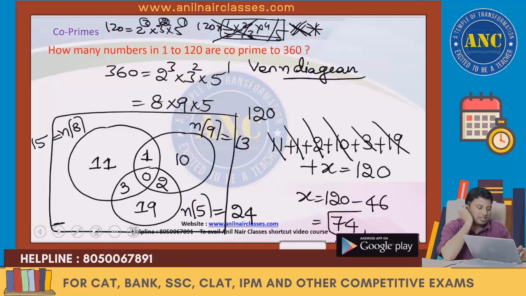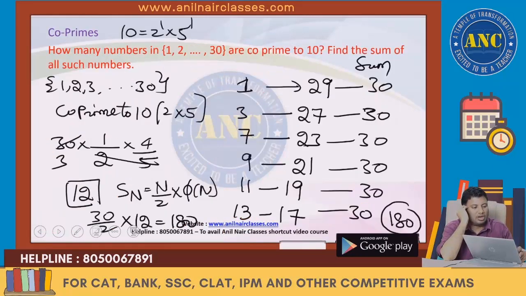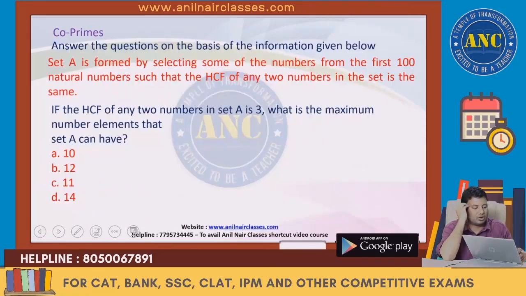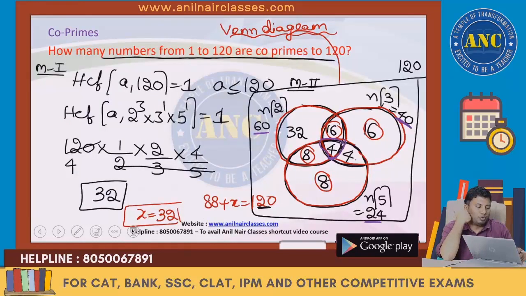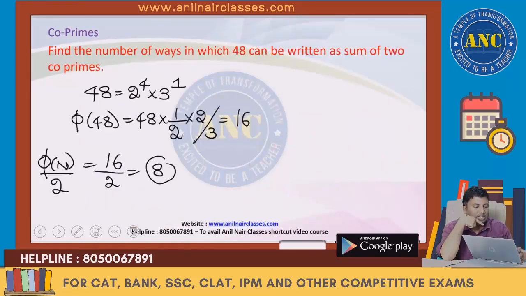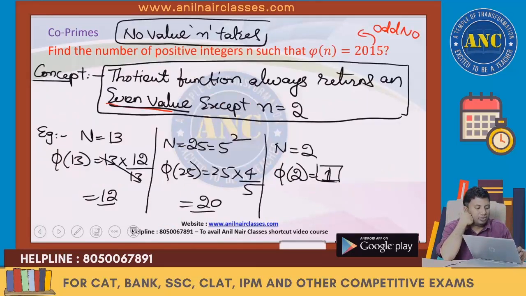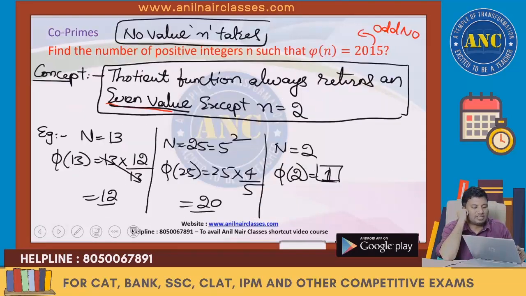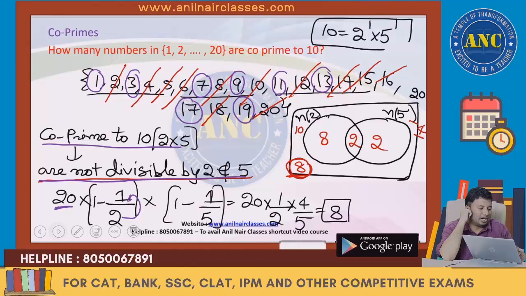How many numbers are co-prime? These first question, second question, third question. Sum of all the numbers, finding out the numbers which are co-prime. These already we have seen. Product of two co-primes, 2 power p minus 1. Sum of two co-primes, write phi of n by 2. Any doubt please? Quotient function always gives an even value. These are some of the important concepts.